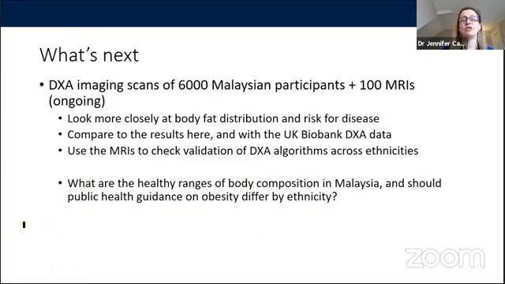And so this is leading on to what we're doing next, which ASEAN is going to be presenting later on in the webinar today. We're now doing DEXA imaging scans to really get better measurements of where the body fat is distributed across the body, and then looking at this relationship to disease. Hopefully we can get an idea of what's a healthy range for body composition in Malaysia, and whether public health guidance on obesity should potentially differ even more by ethnicity.